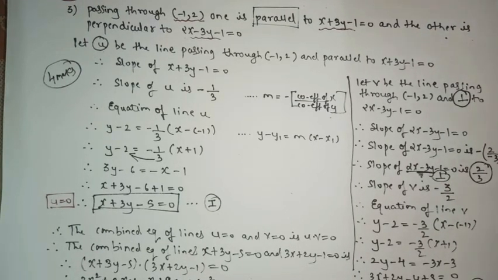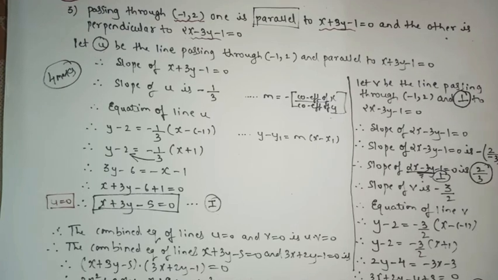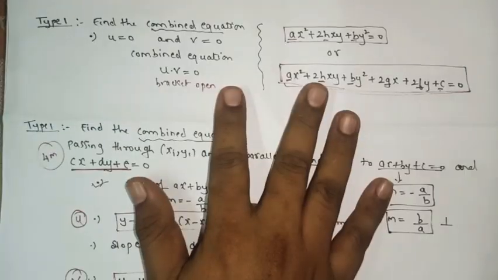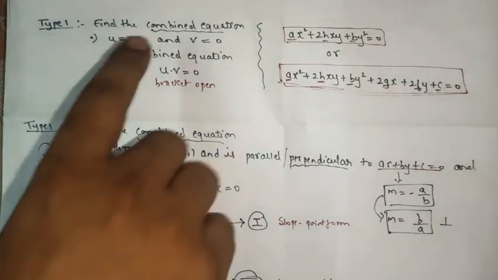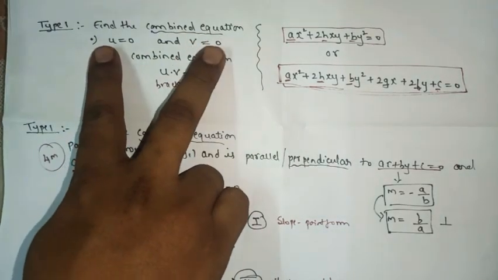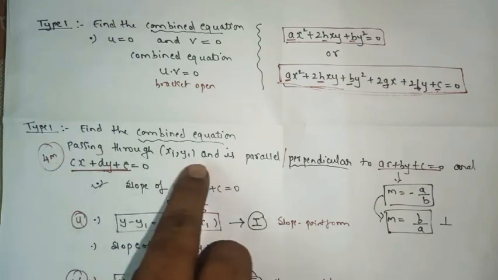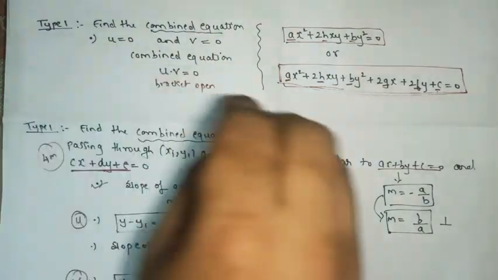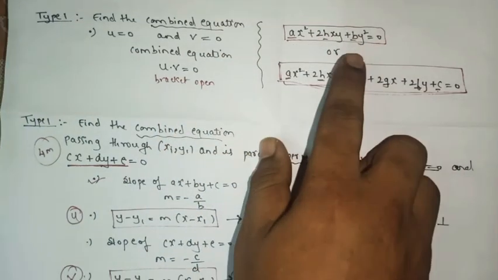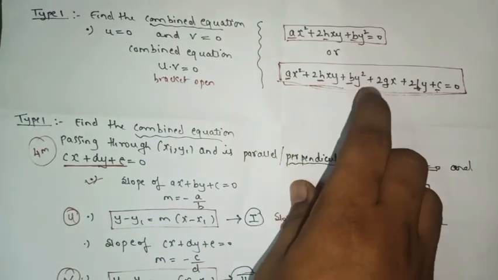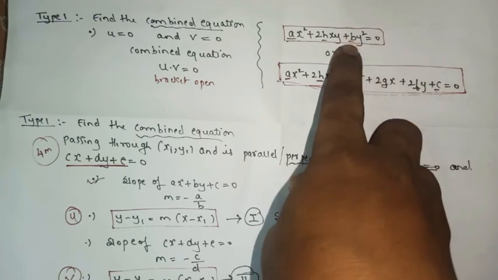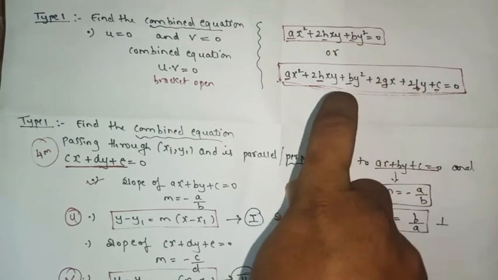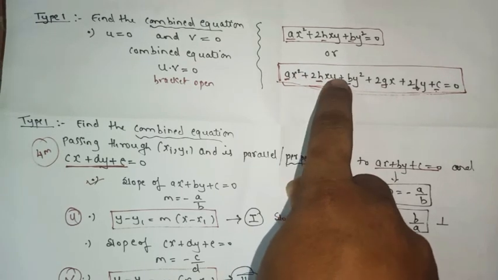So now let's have a quick revision of exactly what we did. We started with type number 1. When you have two linear equations, with no statement like passing through, straight away multiply, expand the brackets, and you will get the answer. The answer will be in one of two forms. When the third term is absent, you will get the answer in the first form. When the third term is present, you will get the answer in this form.